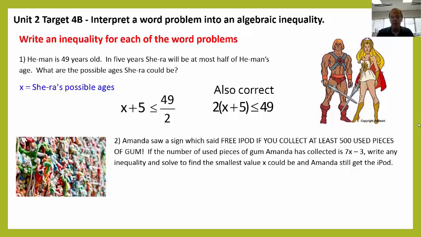So the next one here is Amanda saw a sign which said free iPod if you collect at least 500 pieces of used gum. If the number of used pieces of gum Amanda has collected is 7x minus 3, write an inequality and solve to find the smallest value x could be, and Amanda still get the iPod. So we don't really have a true variable here. They give us 7x minus 3, an expression, as the number of pieces of gum. And that has to be at least 500, meaning that 7x minus 3, the number of pieces of gum, has to be greater than or equal to 500. And that's our inequality here that we would use to solve and find the value for x.